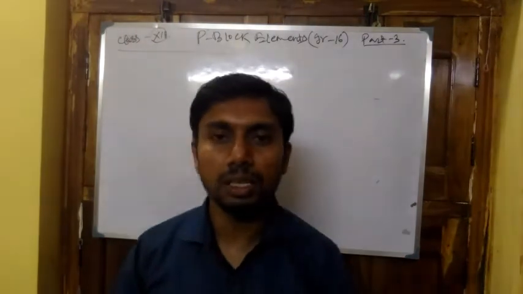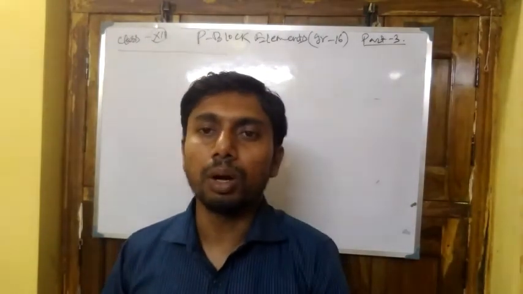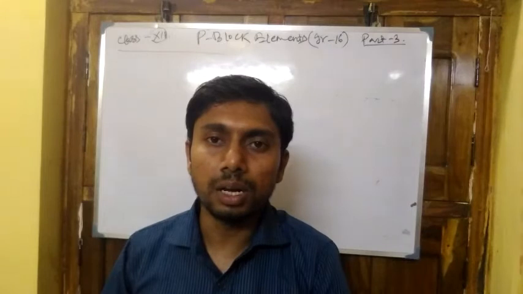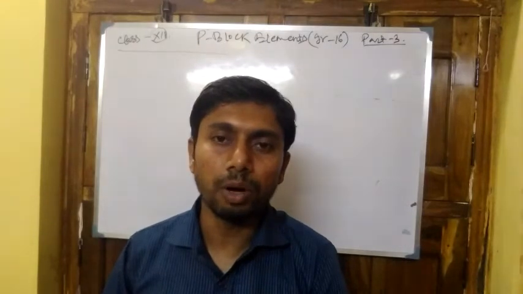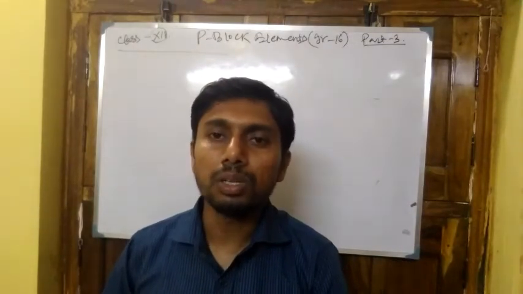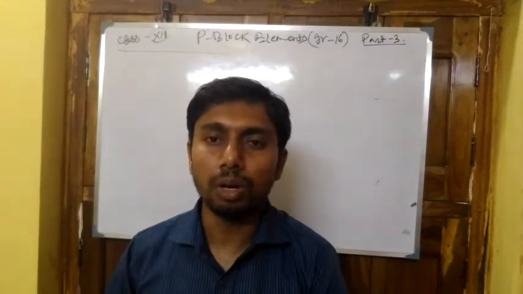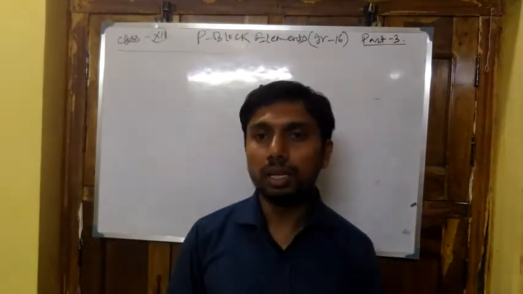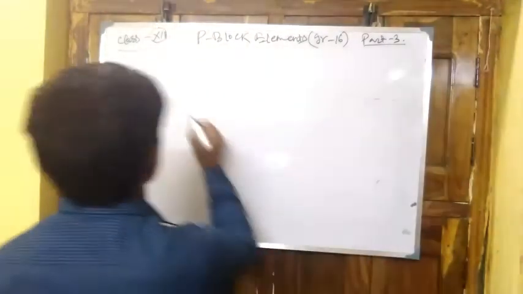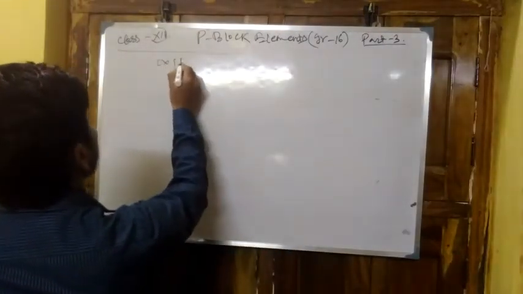Oxide is formed when oxygen combines with some metals, non-metals and metalloids. So what is an oxide? Oxide is a compound of oxygen with metals or non-metals. So first of all, the types of oxides.